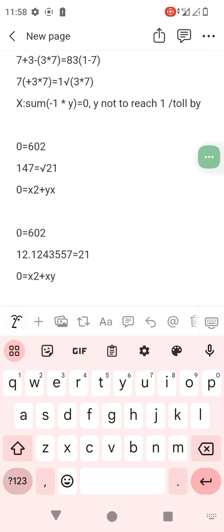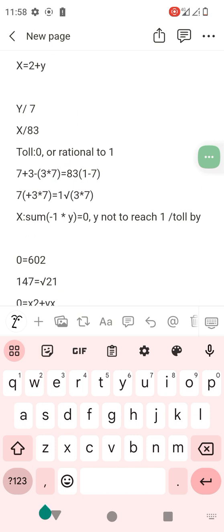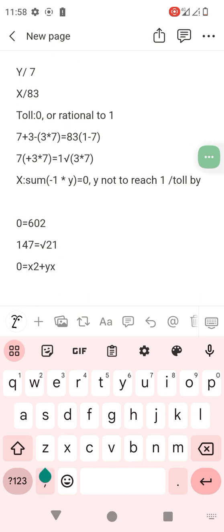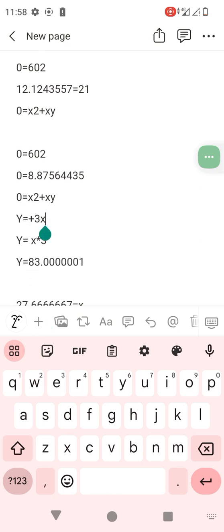Now, these numbers are calculated by epsilon, or better said, y is 7 and x is d3. And when you calculate this to the last idea, you suddenly get epsilon 83.000000 and then a 1, which is interesting.